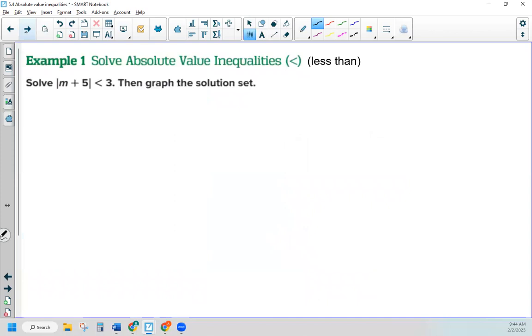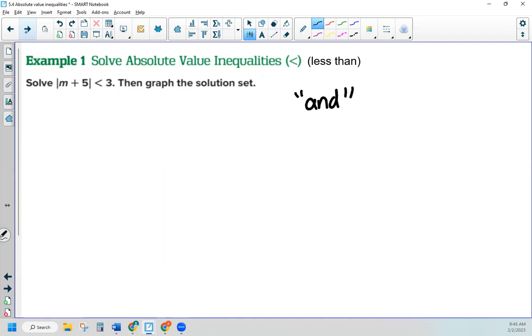Let's go ahead and try example number 1 to see what it is that we're talking about here. So example number 1 is solving an absolute value inequality, and you can see that it's less than. Do you guys remember what it is when it's less than? When it's less than, we are using and. So if you need to make yourself a little side note before you get started, by all means, create yourself a little side note. All right, so let's go ahead and get started.